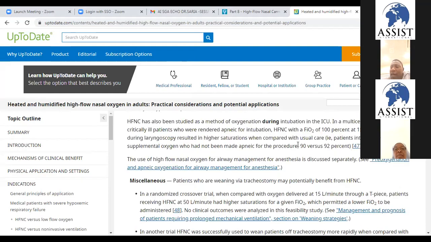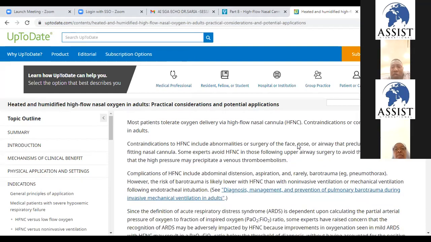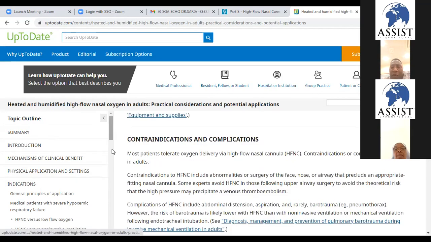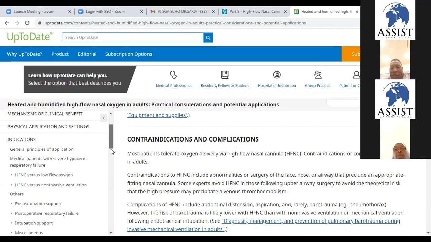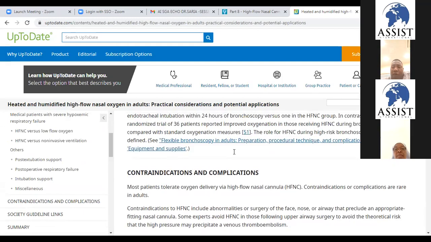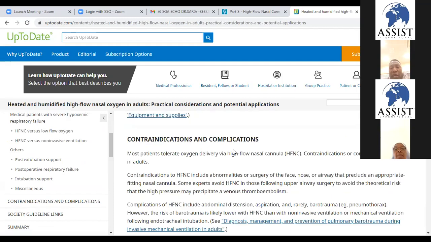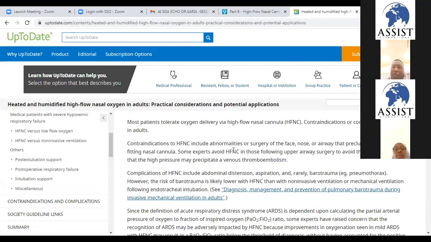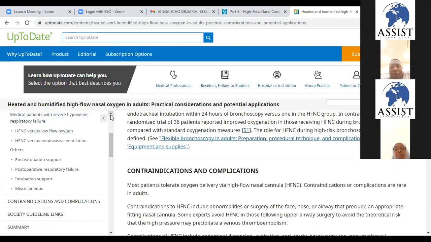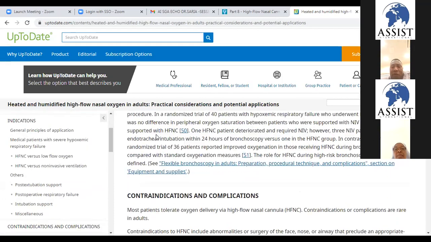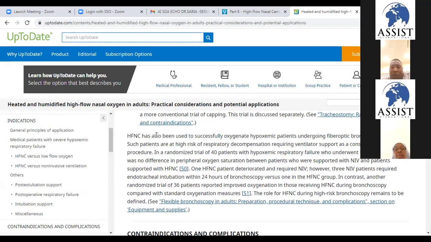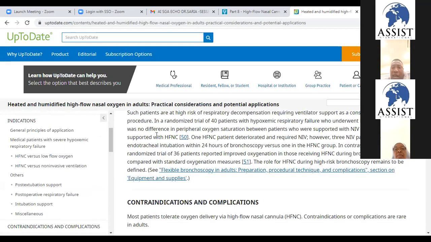High flow oxygen therapy is useful for patients in the pre-operative or perioperative period, especially for patients with respiratory failure. You can use it to oxygenate the patient. Some post-operative patients also can benefit. Some patients with type 1 respiratory failure, with respiratory distress, as we have seen, can benefit from the high flow oxygen therapy. Remember, this is non-invasive.